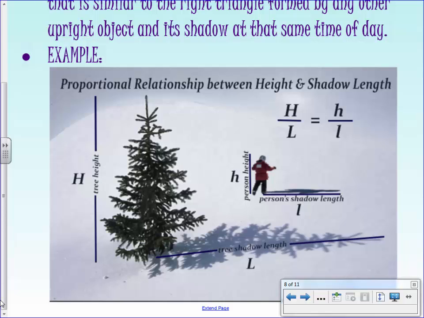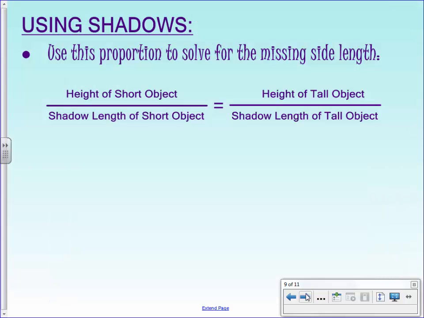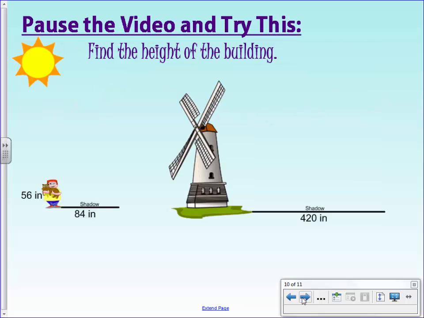You can set up the proportion as shown. Now we can use this proportion to solve for any missing side length. The height of the short object over the shadow of the short object would equal the height of the tall object over the shadow of the tall object. Pause the video and try this.